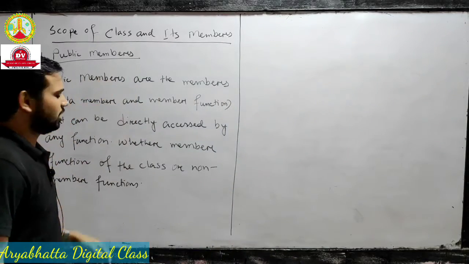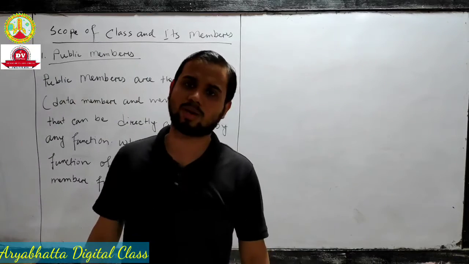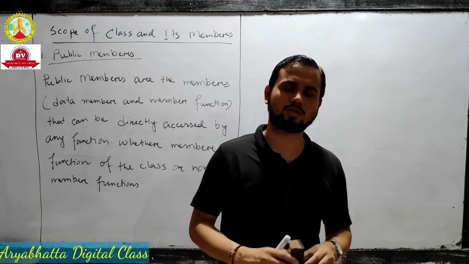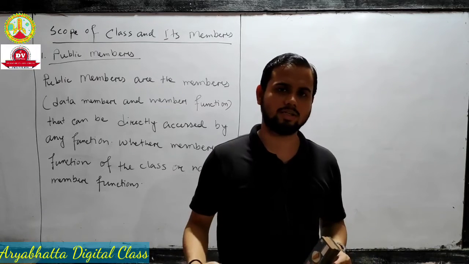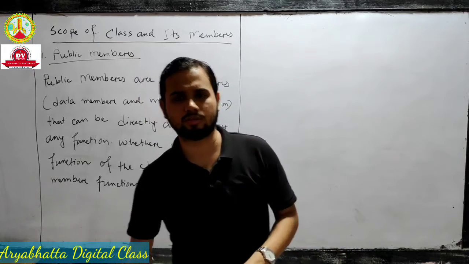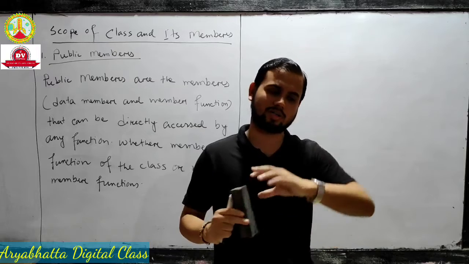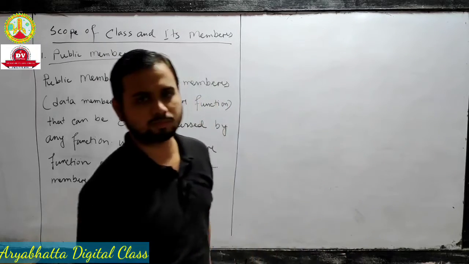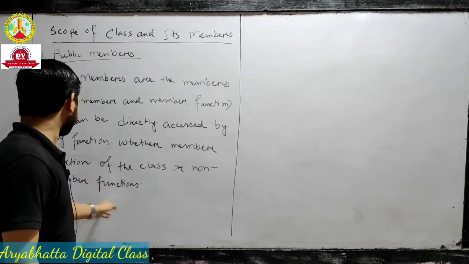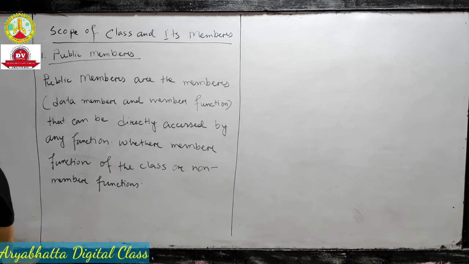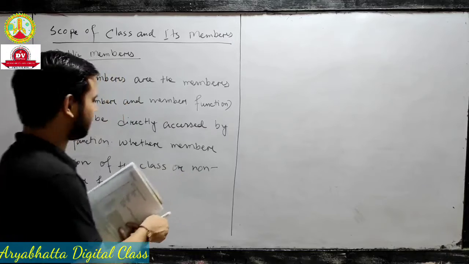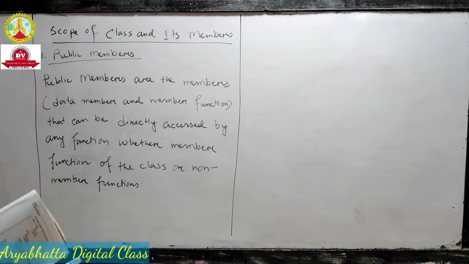Public members means your member functions and data members are accessible from outside of the class, but using the object. A class is always accessed by an object. That's why, as I already told you, an object is always a reference to a class. Class and object both are user defined. And the last point is whether it is a member function of the class or a non-member function. You just remember this theory part. Now I will write it, you just note this down. Note it down, this is very important.